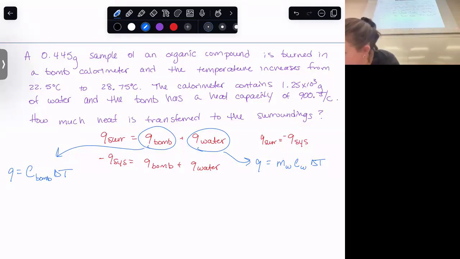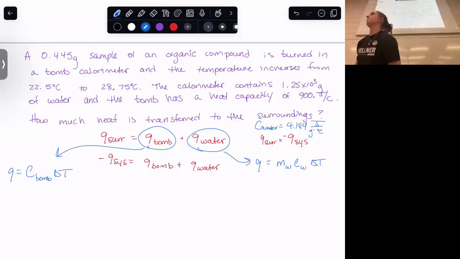Your specific heat of water is 4.184 joules per gram times degrees Celsius. So the value of 900 already has the mass times the specific heat values already multiplied together. So that's why the gram is not in that unit, because it's already canceled out and accounted for. Whereas the specific heat of water has that gram component in the denominator, we need to still take that value into account. Questions so far with what equations we're using?